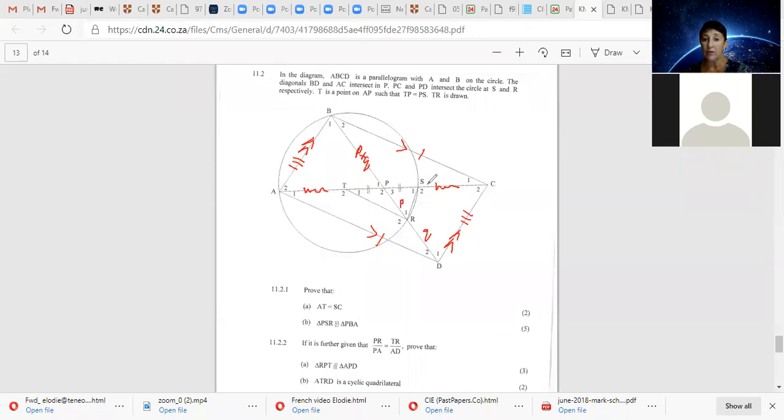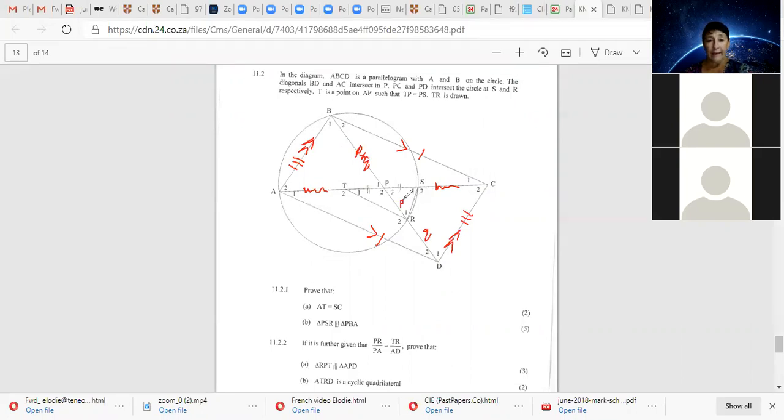Prove that AT equals SC. Why? Because the diagonals bisect each other. So AP equals CP, but part of them are equal, so the rest is equal. And then we had to prove that triangle PSR was similar to PBA, this one.